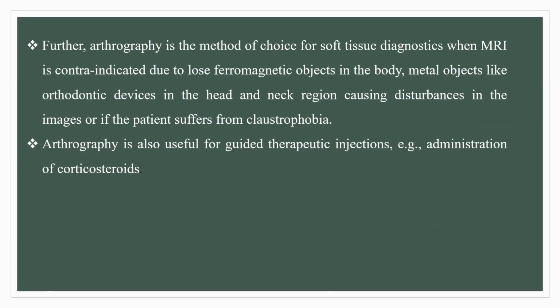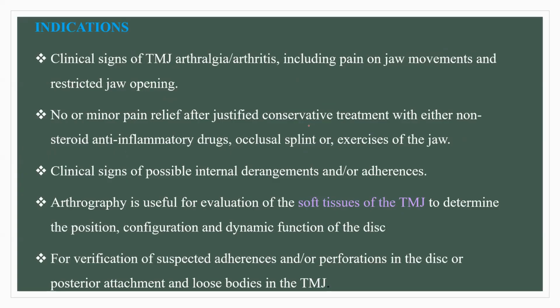Arthrography is the method of choice for soft tissue diagnosis when MRI is contraindicated. In which cases can MRI be contraindicated? Due to loose ferromagnetic objects in the body, or metal objects like orthodontic wires or braces in the head and neck region causing disturbance in the image, or if the patient is suffering from claustrophobia. In all these cases, MRI is contraindicated, and we can go for arthrography. It is also useful for guided therapeutic injection. That means it is also used for therapeutic purposes rather than diagnosis, in case of administering corticosteroids.